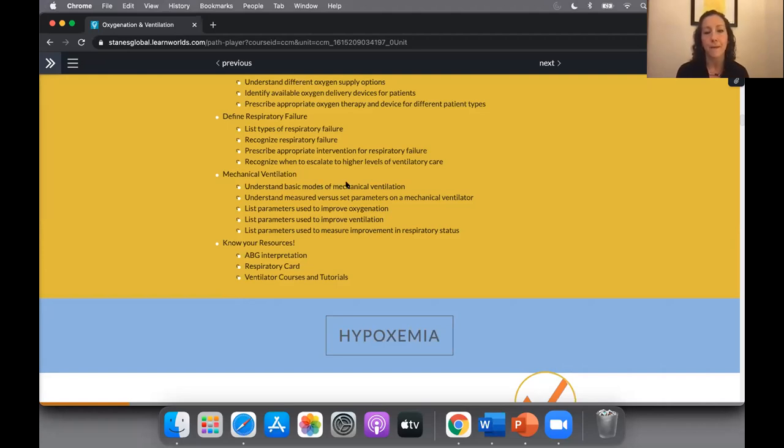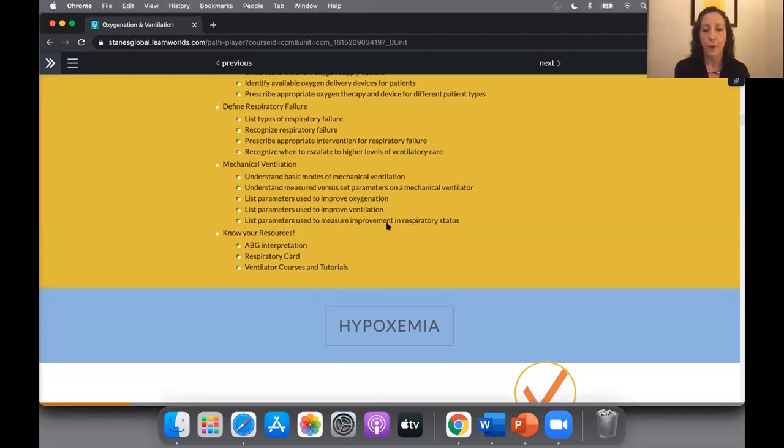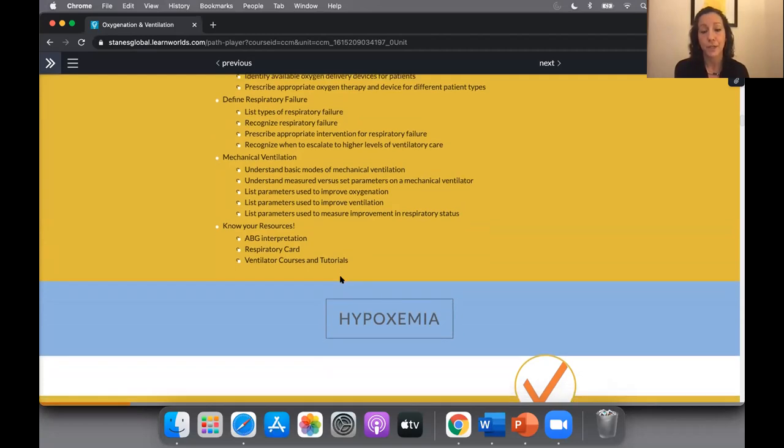So we'll talk about the basic modes of mechanical ventilation just to lay the foundation of understanding. And then we'll talk about different parameters on the mechanical ventilator. And then the big takeaways for you is to understand which parameters improve oxygenation and which parameters improve ventilation. And then we want to understand, when we look at these parameters, how do we know if our patient's getting better? And then the last section, I'm just going to share with you some resources available online. They're open access, they're free, that I think are very helpful, especially when you're working clinically taking care of patients, to reference if you have questions about mechanical ventilation or otherwise.